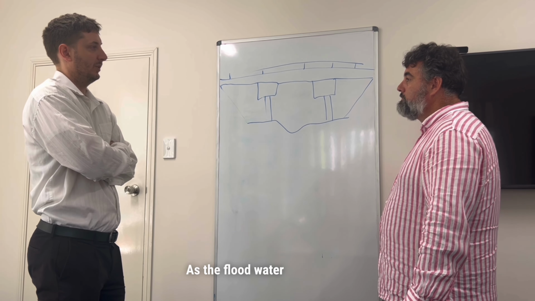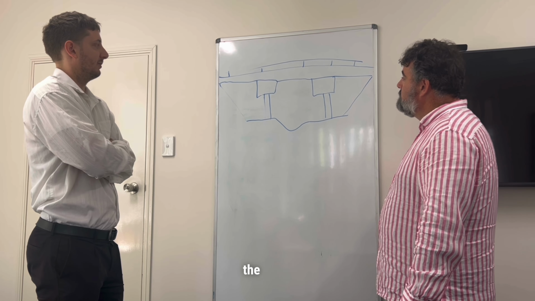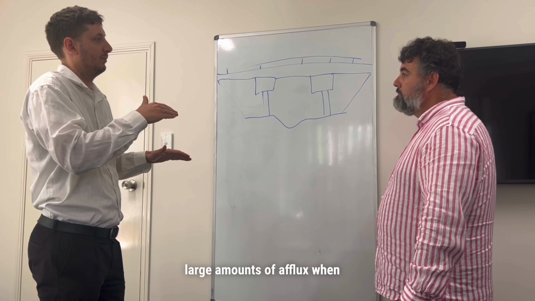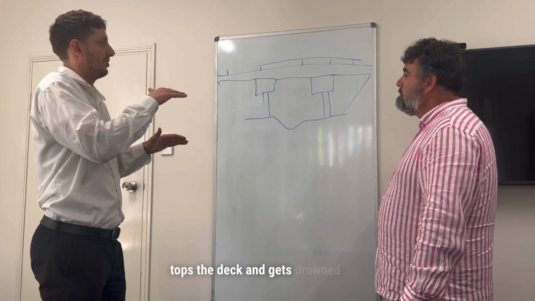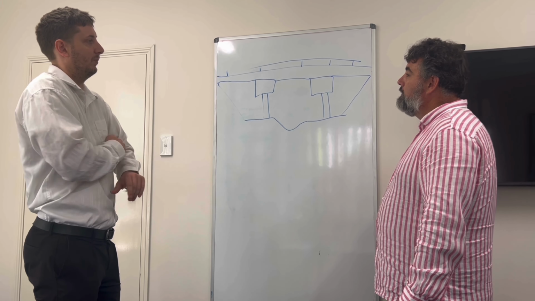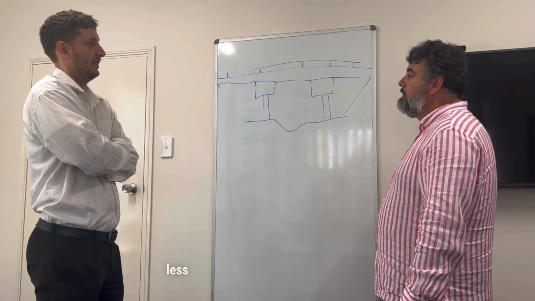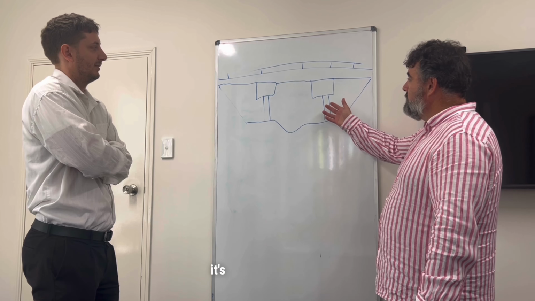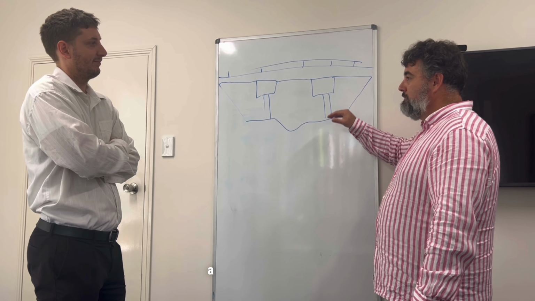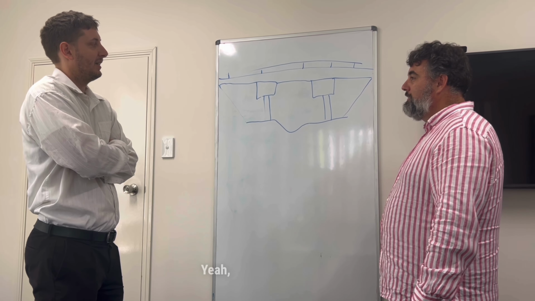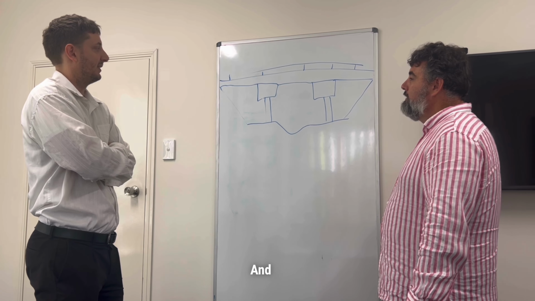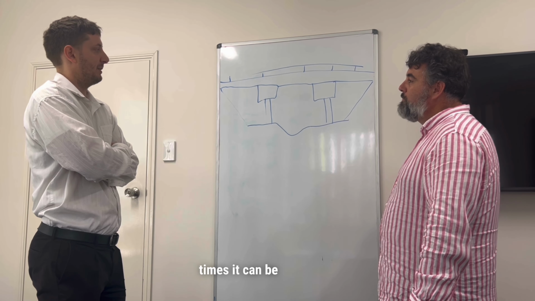As the flood water approaches the deck, you have large amounts of afflux. When it overtops the deck and gets drowned out, the afflux difference between the upstream and downstream water levels is less pronounced. So you're saying it's not as bad when a big flood comes through, but it's worse when a medium-sized flood comes? Yeah, it depends what flood event you're designing for.